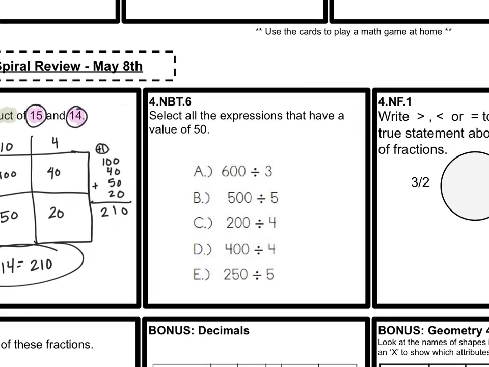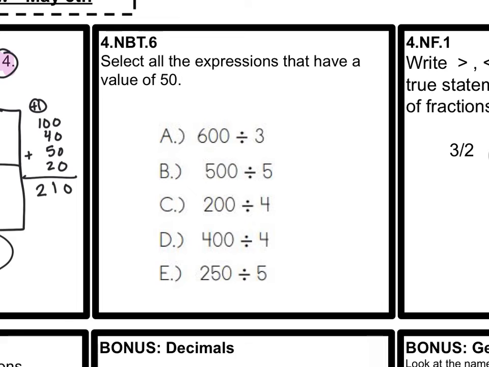Okay. The next one, select all the expressions that have a value of 50. So this looks more complicated than it is. Well, we're just going to do some mental math here. So I'm going to start with 6 divided by 3. 6 divided by 3 is going to be 2, and then I'm going to add on 2 zeros at the end of it. So 200.